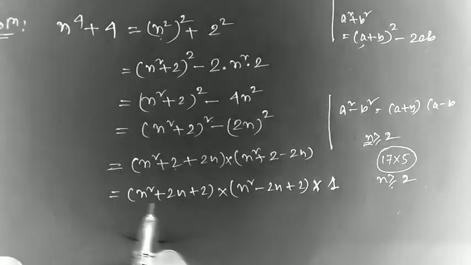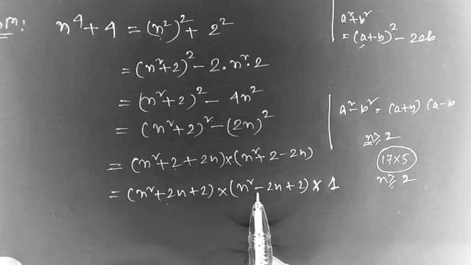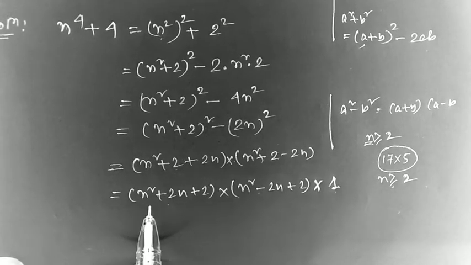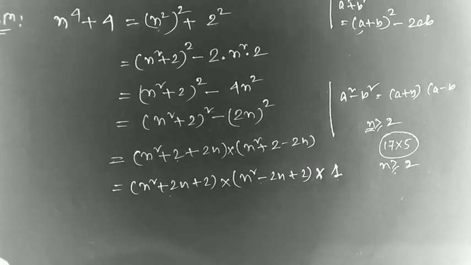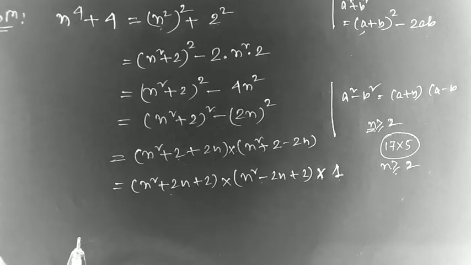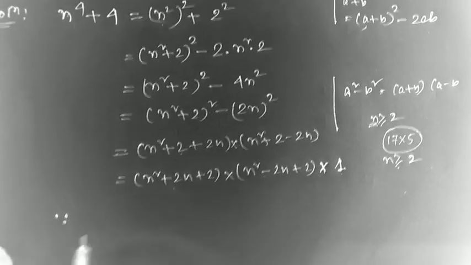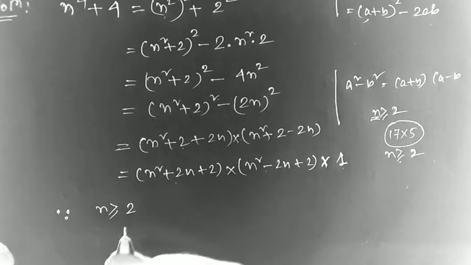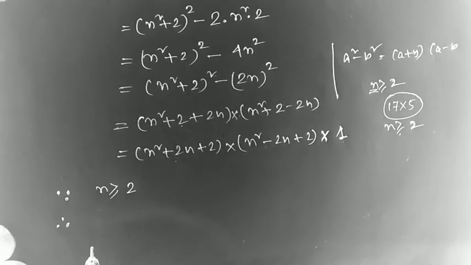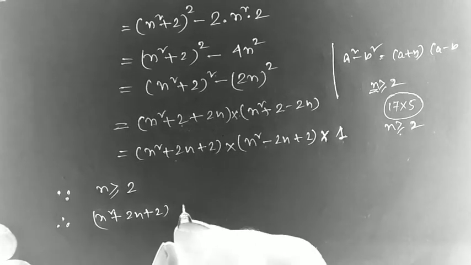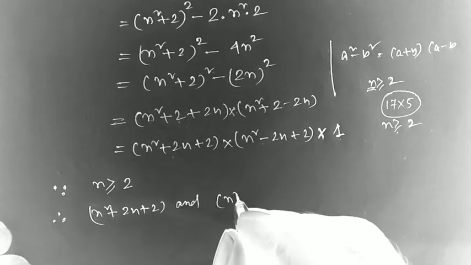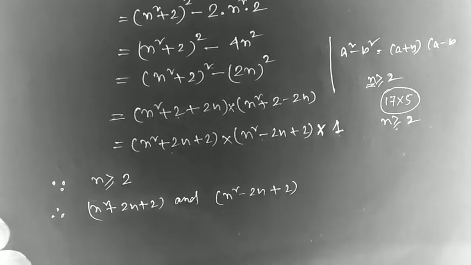No? Again this is matching with the formula a square minus b square. See, n square plus 2 whole square, if we assume it as a square minus b square, then a square minus b square means what? a plus b, a minus b. So if we express it in that way, n square plus 2 plus 2n and n square plus 2 minus 2n. Now see, the number n to the power 4 plus 4 can be written as the product of these two numbers.